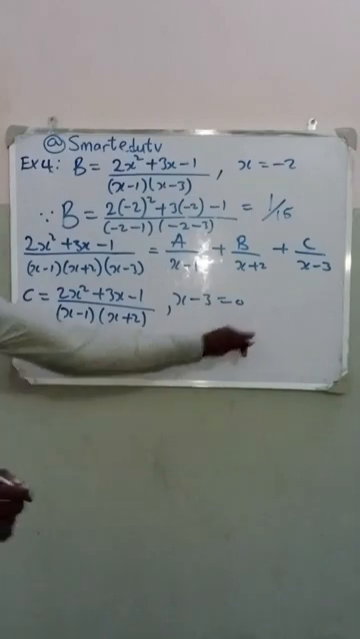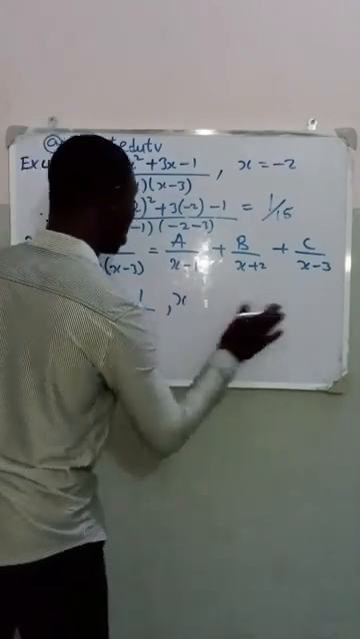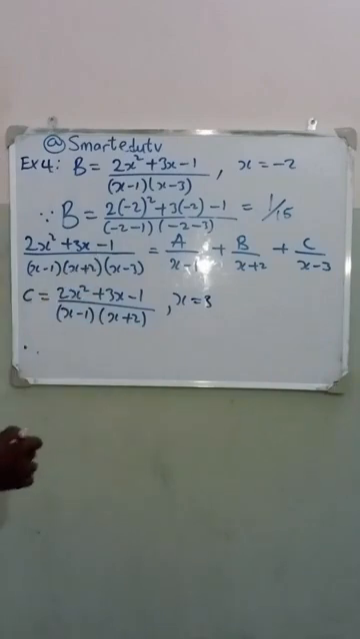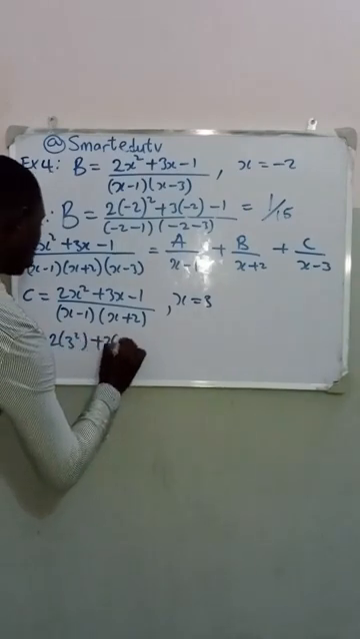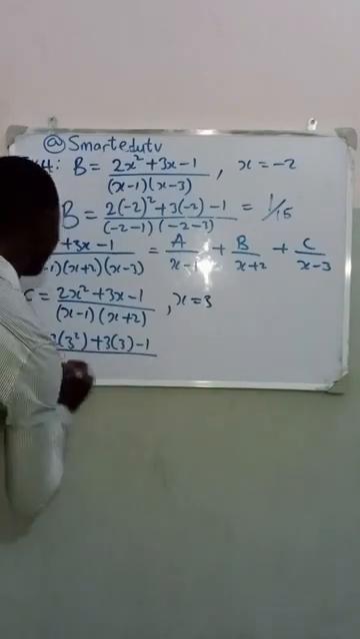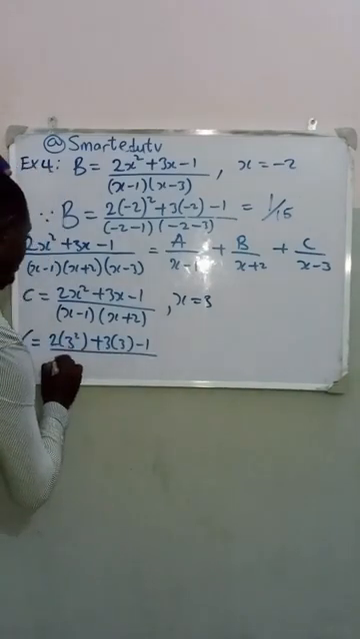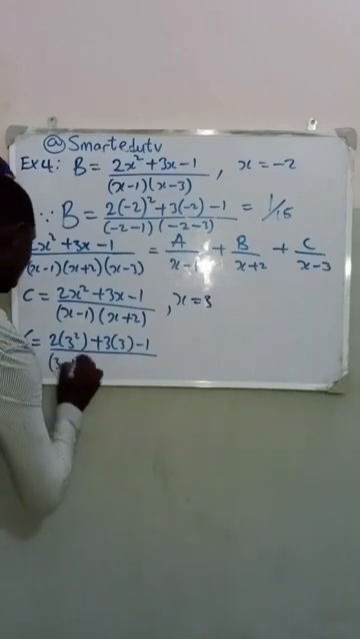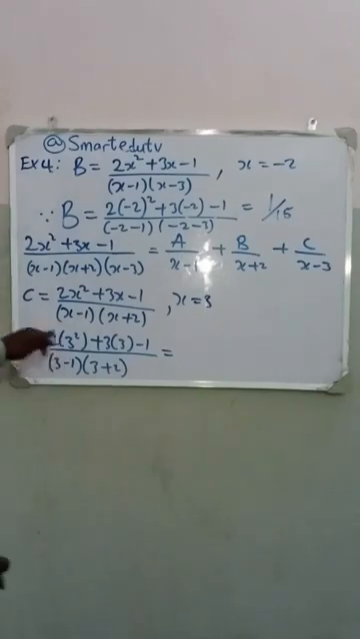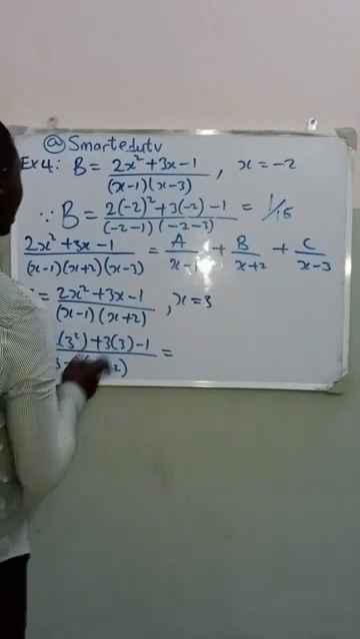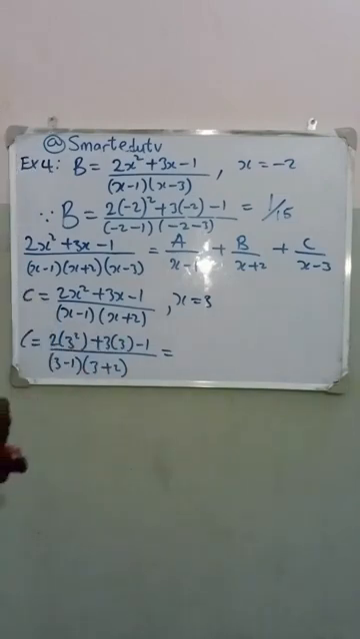If x minus 3 is equal to 0, that means the value of x is going to be positive 3. So go back to this expression, and replace x by positive 3. So 2 into 3 squared plus 3 into 3 minus 1, divided by 3 minus 1 into 3 plus 2. This will give us 3 squared is 9. 9 times 2, 18, plus 9, 3 times 9. 9 minus 1 is 8.